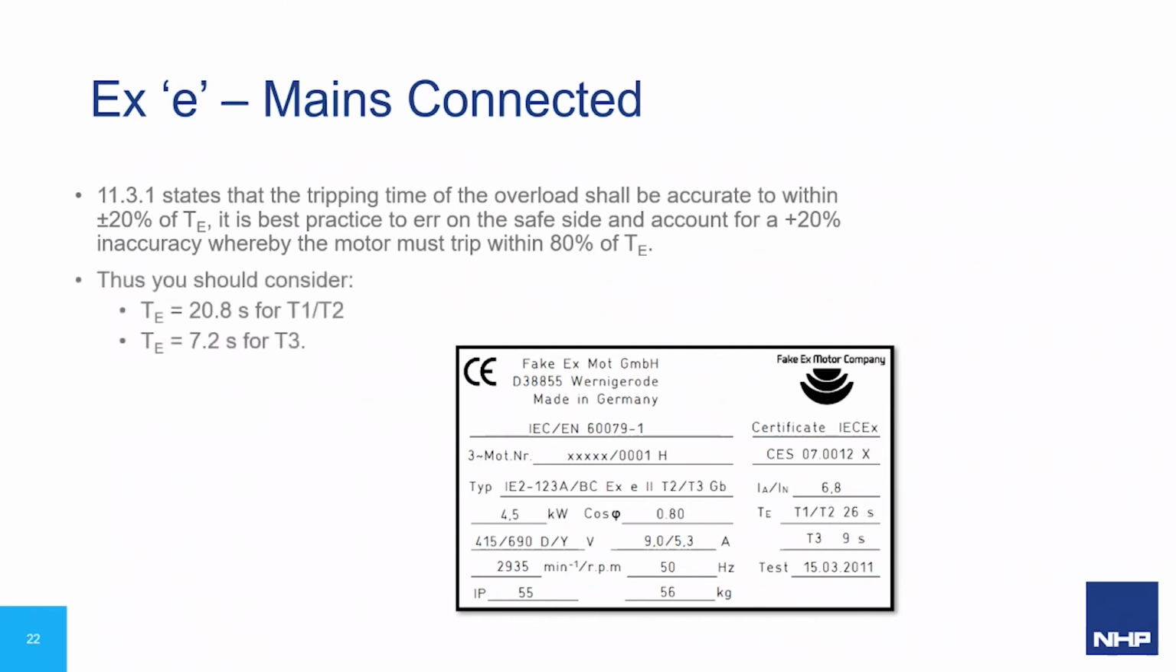So due to this, we just need to consider the following new times with this inaccuracy taken into account for the worst case accuracy scenario. So we'll consider the new TE times as 20.8 seconds for a T1, T2 environment and 7.2 seconds for a T3 environment.